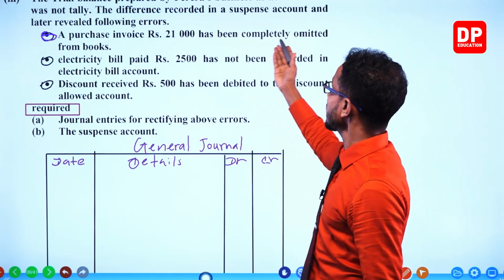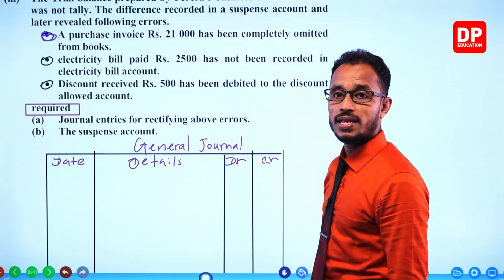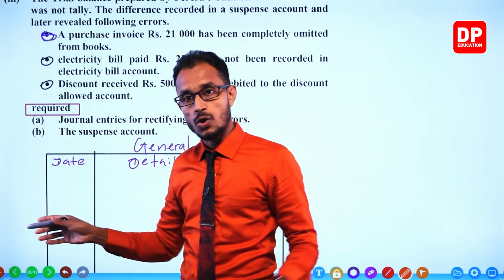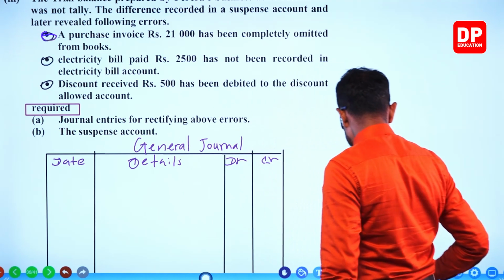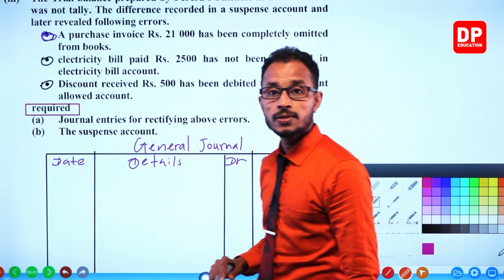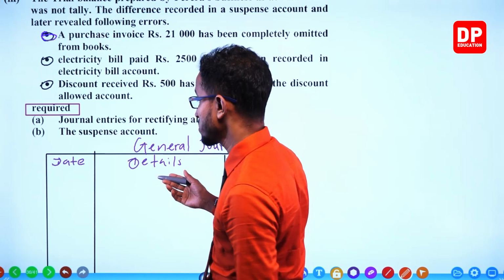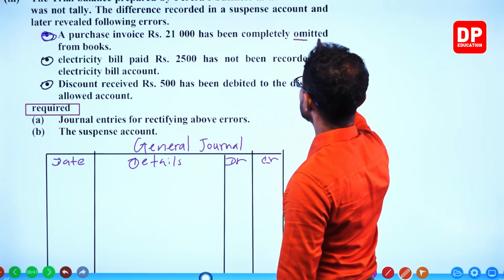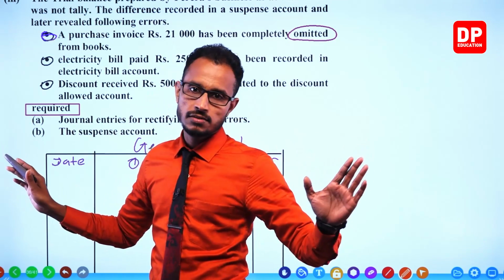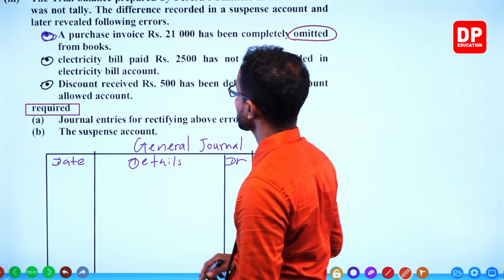Omitted. Completely omitted. What shall we do? Record the transaction, the double entry. Then the error is gone. These are the most simple errors. Most simple errors are the omission errors. Just record the double entry of the transaction and it's done. Purchase invoice 21,000.